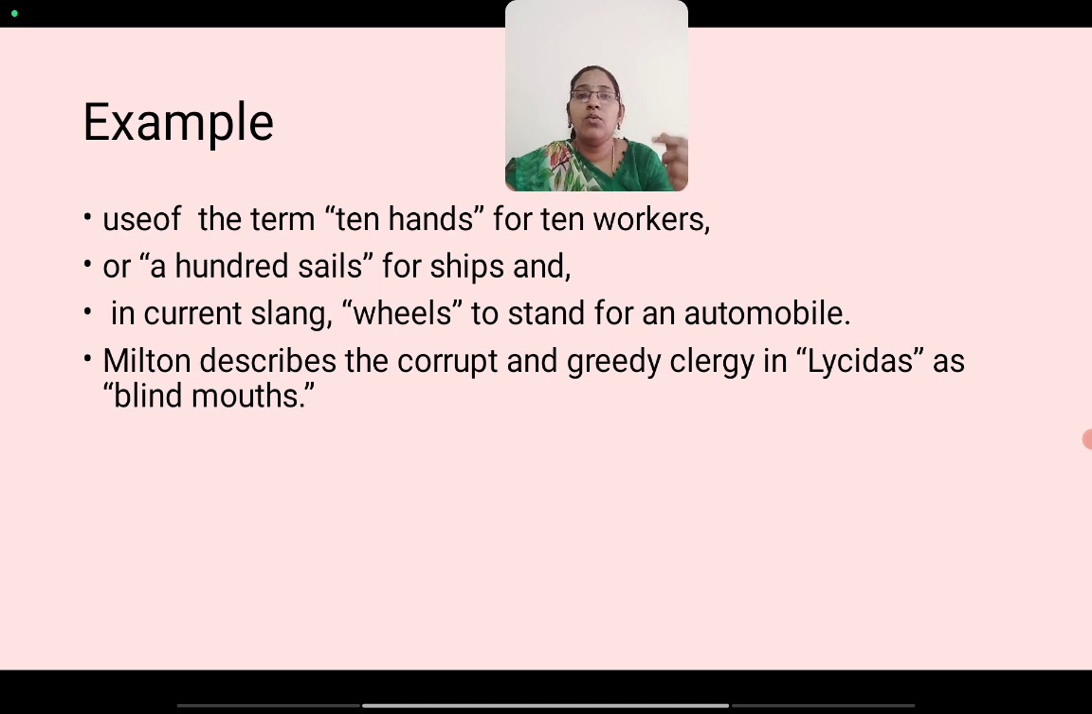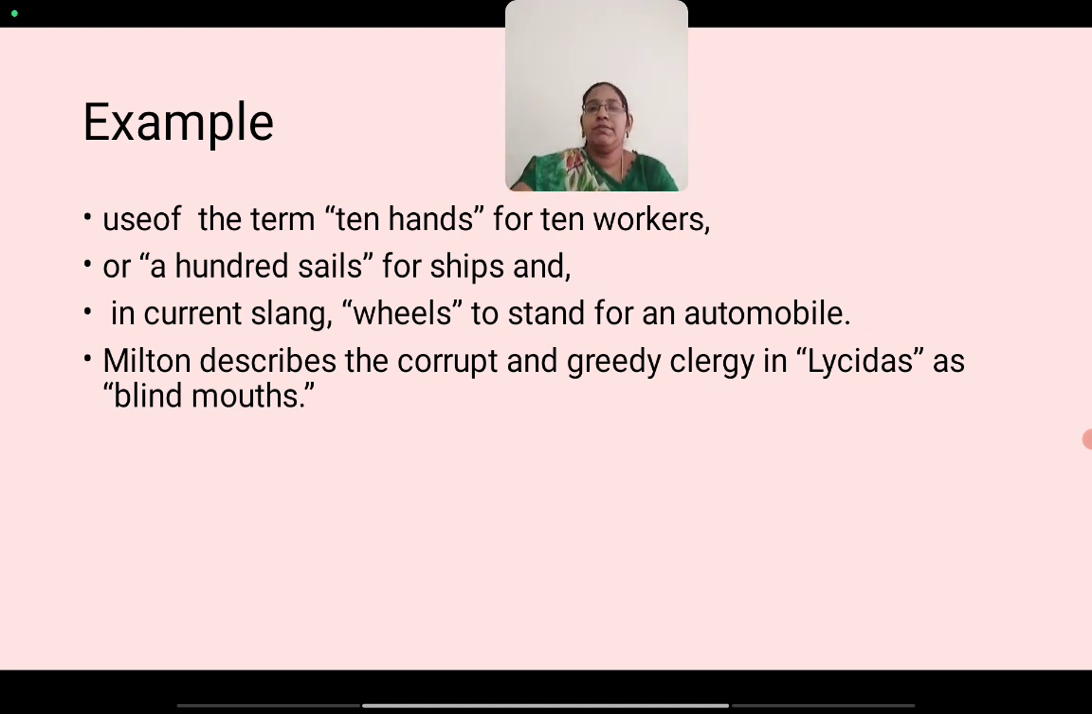And now in a current scenario, for example, we use wheels. Wheels doesn't represent the part of the vehicle, but it represents the whole automobile itself. We don't say lorry, bus like that, but we say four-wheel. Okay, a four-wheeler, like that we say. So in the current slang, we find wheel refers to the whole of the particular vehicle.